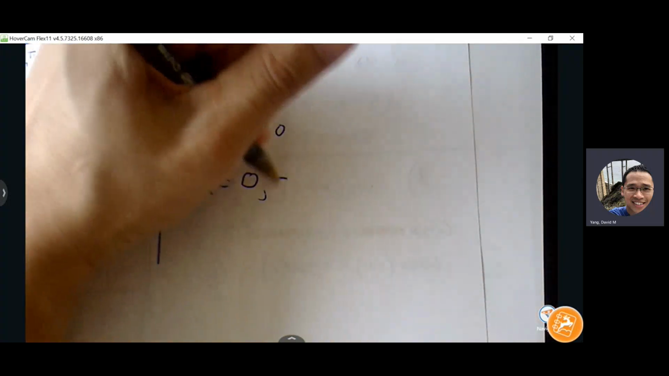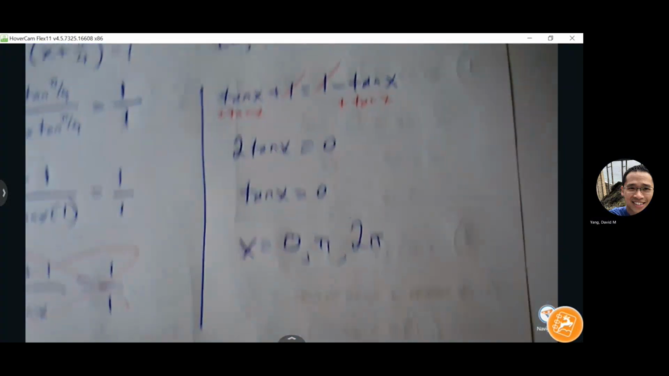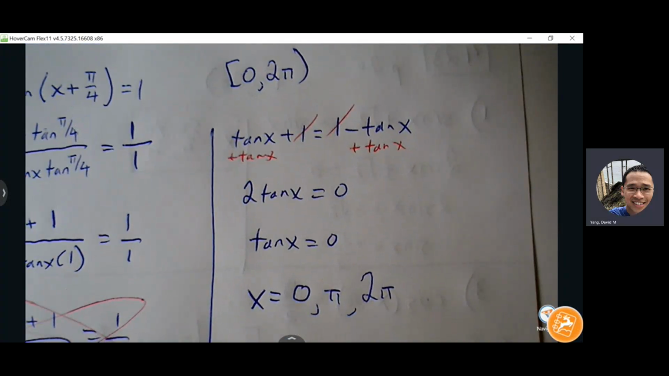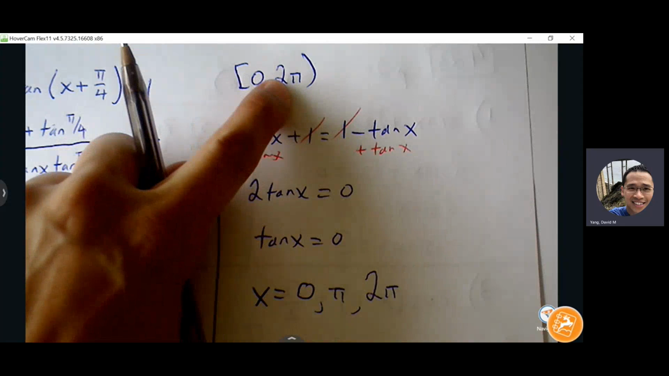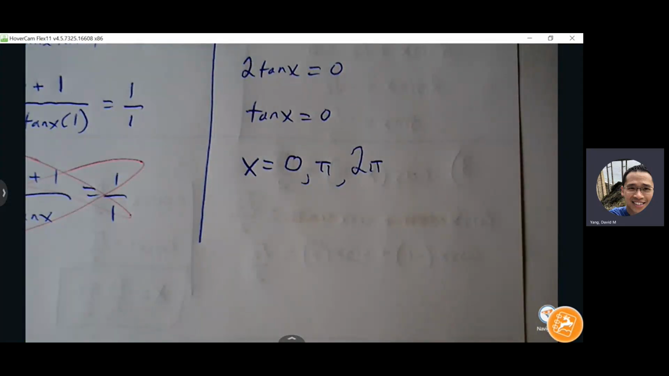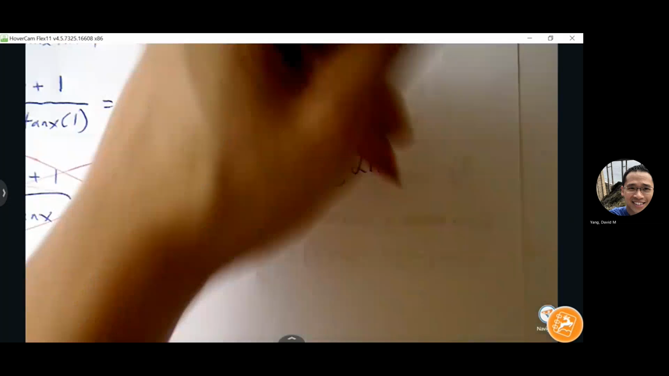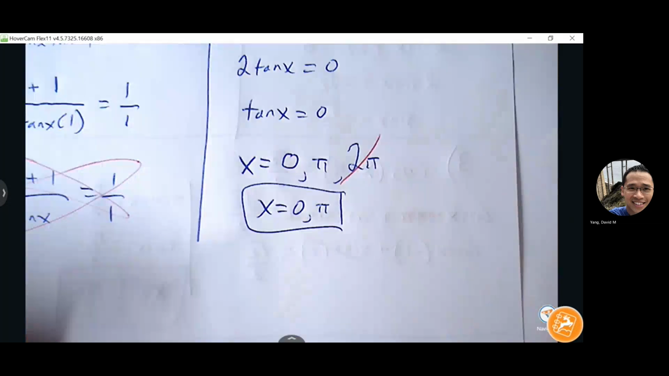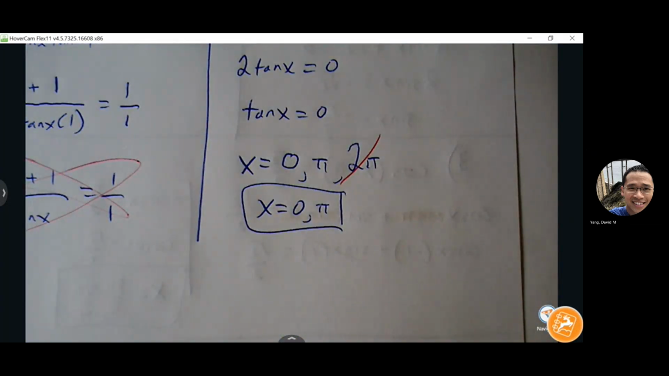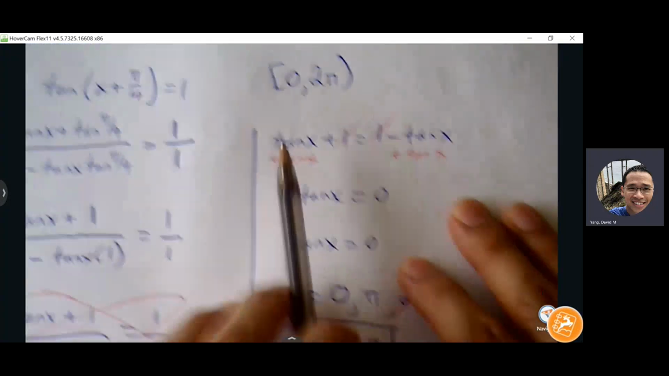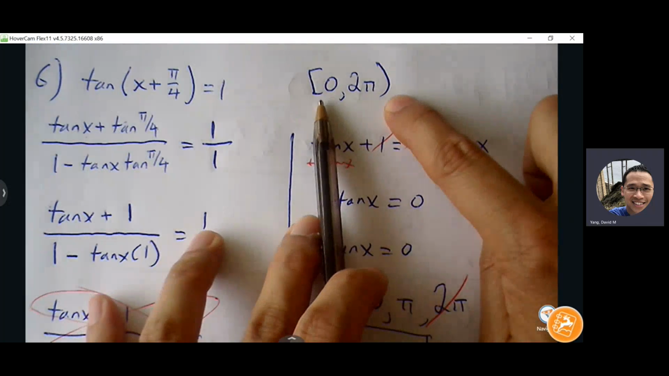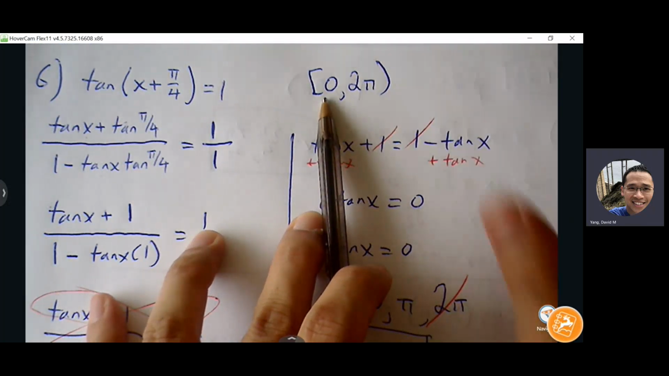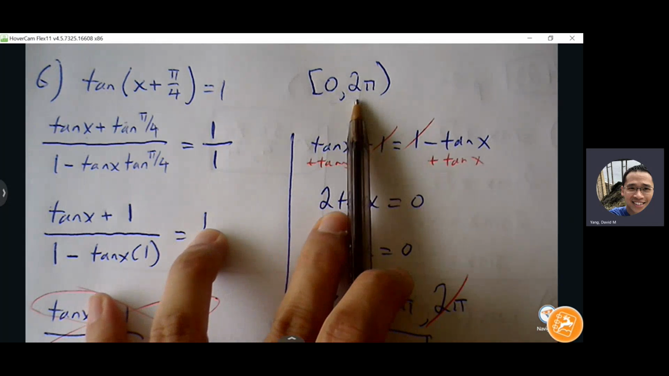But can I keep all the solutions here? Just 0 and pi. Yep. 0 is safe, pi is safe, but 2 pi is slightly outside the interval. Why don't we include 2 pi? Because at the top of the page, the interval is from 0 to 2 pi. 0 has a bracket, so that means we include 0. 2 pi has a parenthesis, so that means we get close to 2 pi, but we never reach 2 pi.